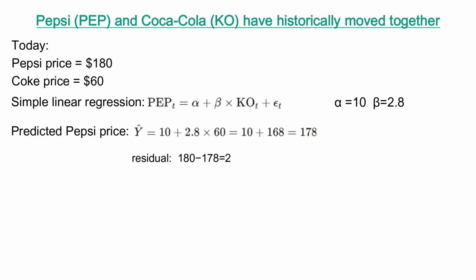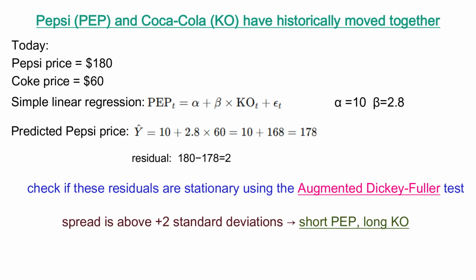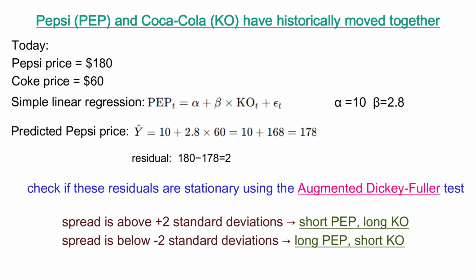Next, you need to check if these residuals are stationary or not. You can use the Augmented Dickey-Fuller test to test whether these residuals are stationary. Once you know that they are stationary, you trade when the residuals, or the spread, deviate strongly from zero. You might say if the spread is above +2 standard deviations, then you short PEP and long KO, and if it's below -2, you long PEP and short KO. And you exit when the spread returns to zero.